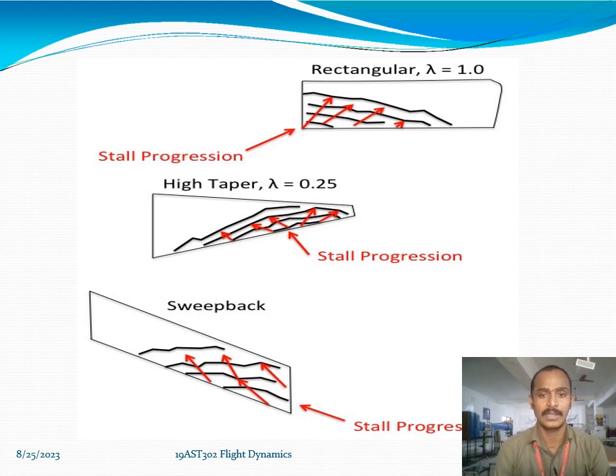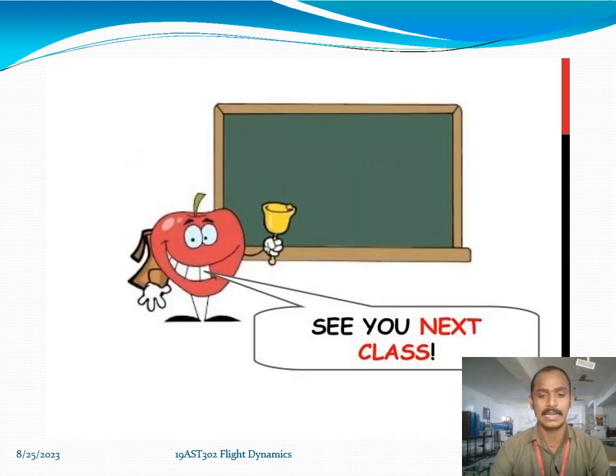For a rectangular wing, the taper ratio lambda will be 1, whereas for stall progression with a higher taper ratio, lambda is equal to 2.0 or 0.25, and if it is swept, then the position of stall progression will differ. So we are changing the sweep angle and changing the stall progression from root to tip. So we have understood what the dihedral, what the anhedral, and what the sweep angle are, and the remaining things we'll see in the next class. Thank you.